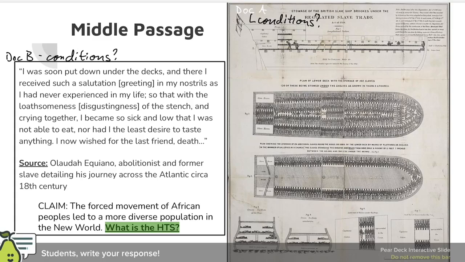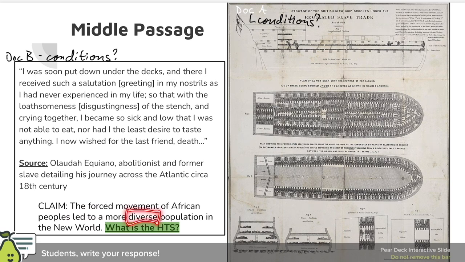Okay, so we have 2 sources to support our claim about the diaspora. Now looking into this claim, this topic sentence, if we make the claim that the diaspora led to a more diverse population in the New World, first we have to identify the historical thinking skill. So again, like in the last slide, what is the historical thinking skill that we're being asked to analyze in this topic sentence? Good, causation. Again, just like the last slide, the words led to tell us that.